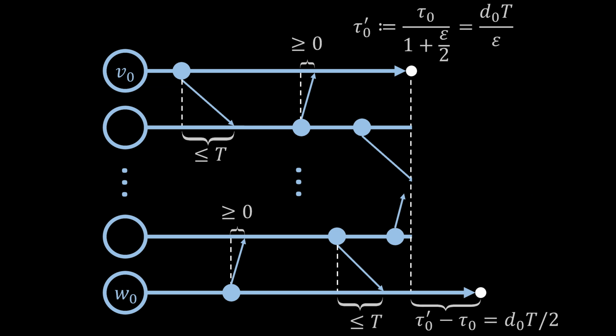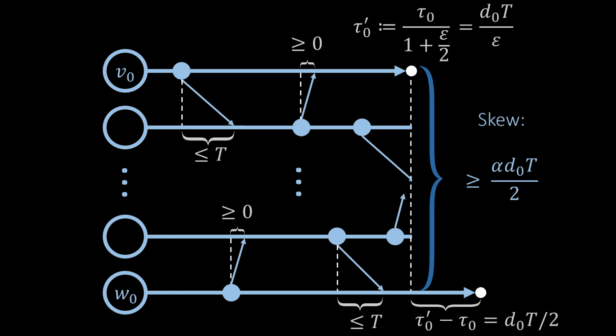Note W0 had D0 times t divided by 2 less time to increase its clock value. Since it must increase its clock value at a rate of at least alpha in this time interval, we get that the clock skew between V0 and W0 is at least alpha times D0 times t divided by 2 at the end of the considered interval.